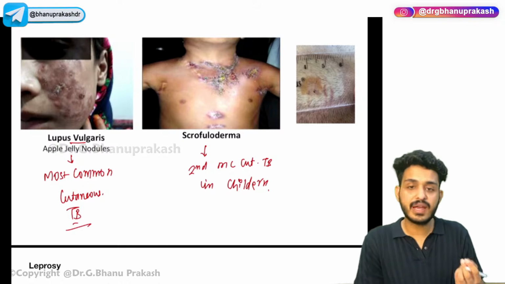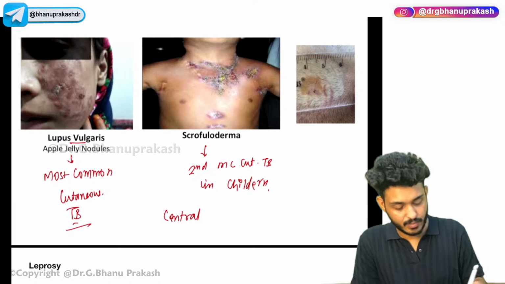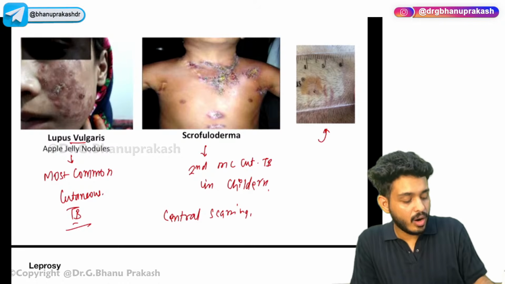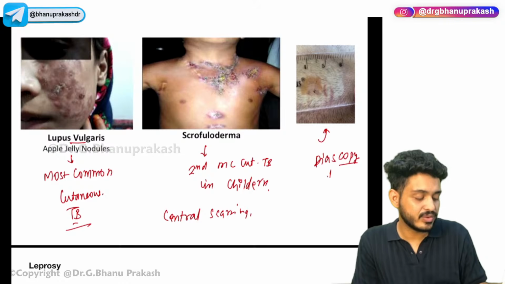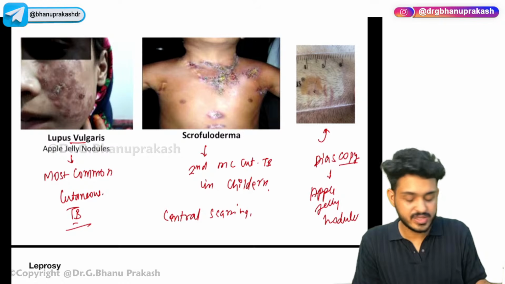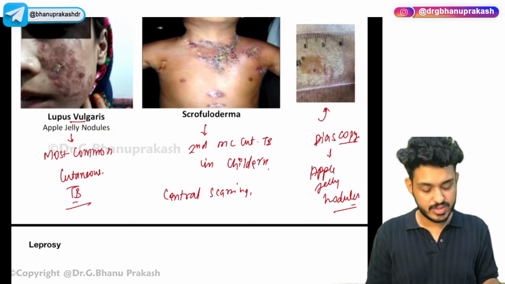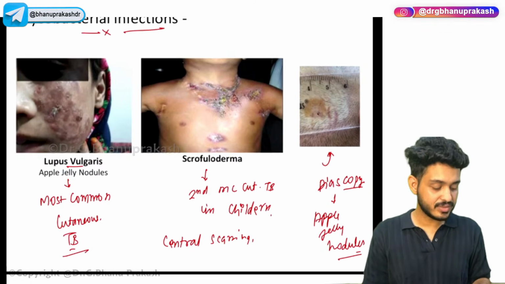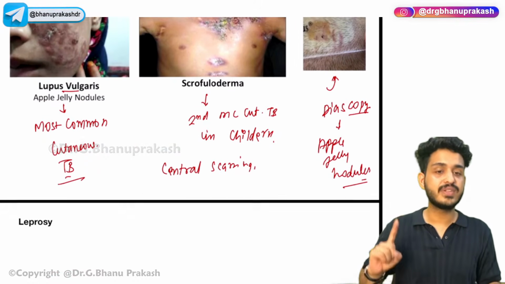So what is the feature that we have seen here? You will be finding central scarring. Central scarring will be there. Okay, and on diascopy, when you are doing the diascopy, you will be finding these apple jelly nodules. Okay. Central clearing was the feature of tinea infection, okay, and central crusting we have seen is the feature of leishmaniasis.